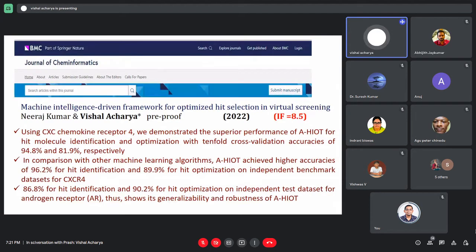So all the others we have also checked on the independent data set. Independent data set means that, apart from whatever we have tried for a case study, we have tried other case studies as well, like the androgen receptor here, and it also performed well.